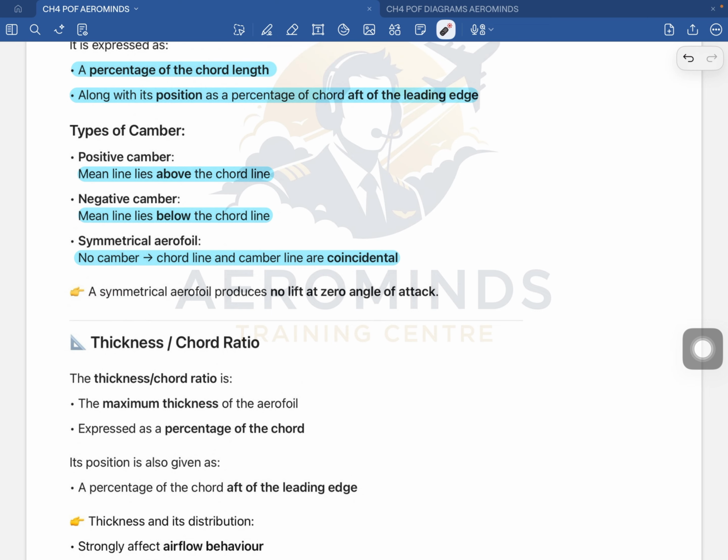A symmetrical aerofoil produces no lift at zero angle of attack. Now, I want you all to think about it. Why is this happening? The answer is because there is no curvature to deflect the air differently above and below the wing. Lift is produced only when the angle of attack is increased. At zero angle of attack, there is no lift generated.